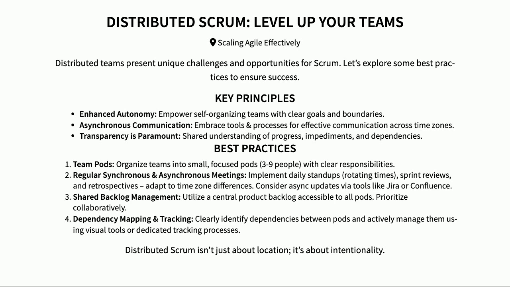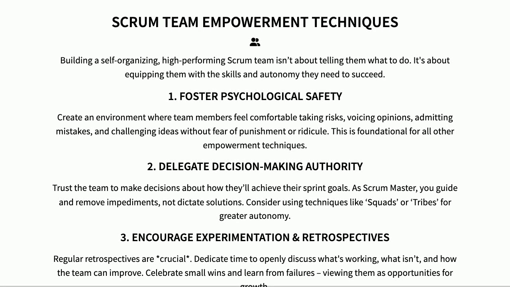First, think about organizing your teams into smaller pods, which are like mini Scrum teams. Then, establish clear meeting rhythms that work across different time zones, balancing synchronous sessions with asynchronous updates. And crucially, everyone needs to have access to the same product backlog and help prioritize it together. Finally, make sure you're tracking dependencies between those pods, because when one team is blocked, it can impact the whole system.